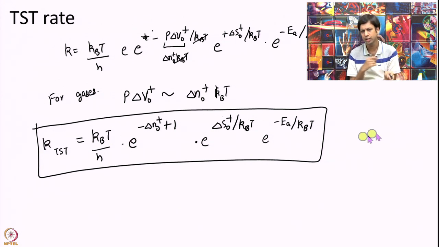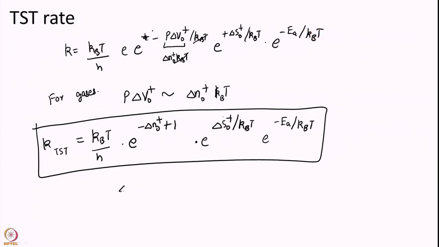While partition functions require a bit more rigorous numerical calculation, you have to be much more careful with partition functions. It is just an alternate way. I am not saying this is the better way, but a different way of calculating rate constant. And delta n naught, again, let me just define very clearly. Delta n naught is the change in moles between transition state and reactants.